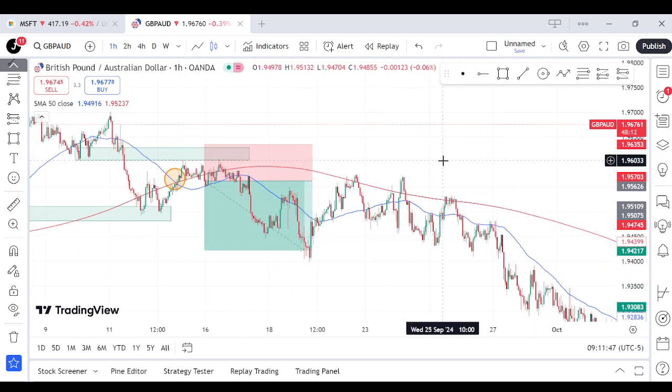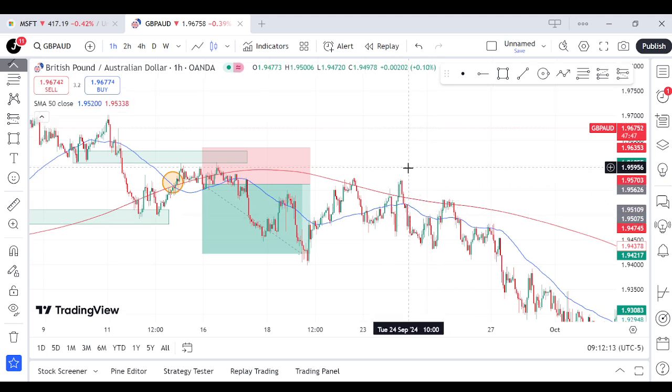Also you should note that moving averages act as dynamic support and resistance levels. When price stays above both moving averages during an uptrend, it indicates strong bullish momentum. Similarly, price remaining below both moving averages during a downtrend suggests strong bearish momentum. So you can see price remaining below these moving averages showing us strong bearish momentum, and we can use these moving averages as dynamic resistance levels.